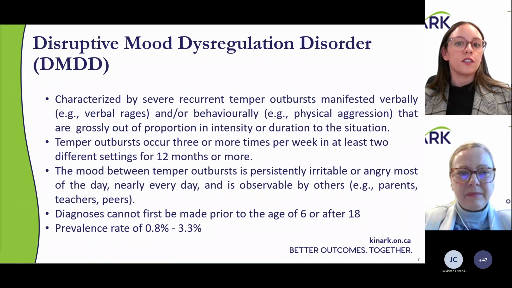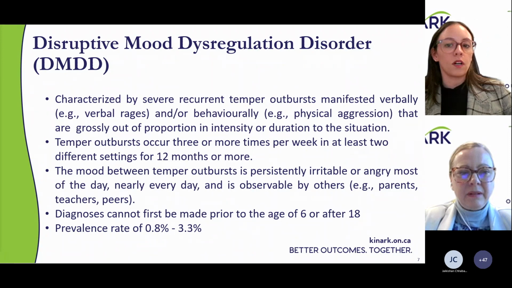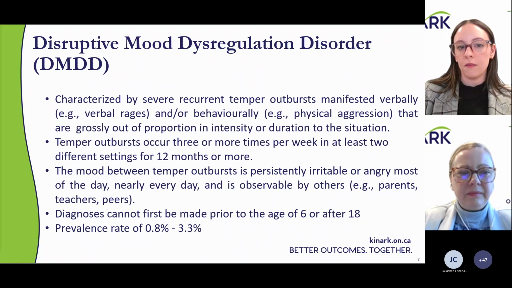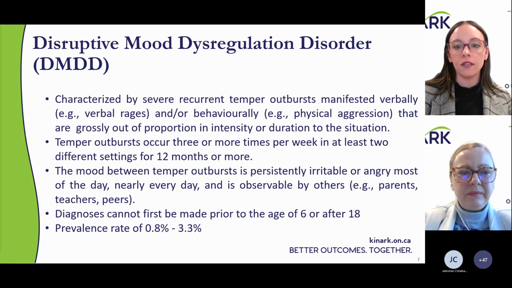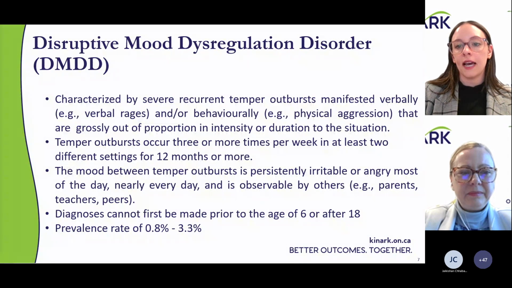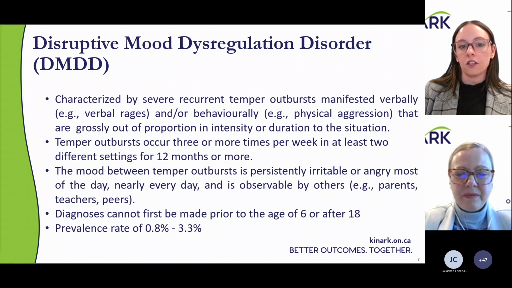Disruptive mood dysregulation disorder is a relatively newly classified disorder in the diagnostic and statistical manual that we use to make these diagnoses. And this disorder is characterized by intense and recurrent temper outbursts that can manifest either verbally, such as verbal rages, or behaviorally, such as physical aggression. And these temper tantrums or outbursts go beyond what we would consider developmentally appropriate.